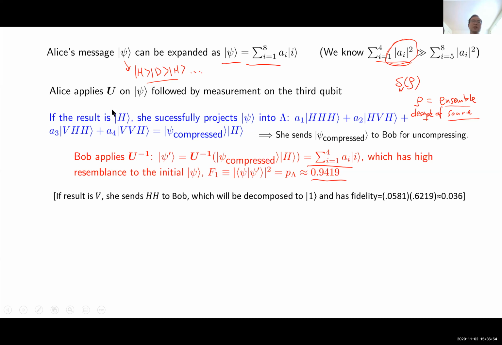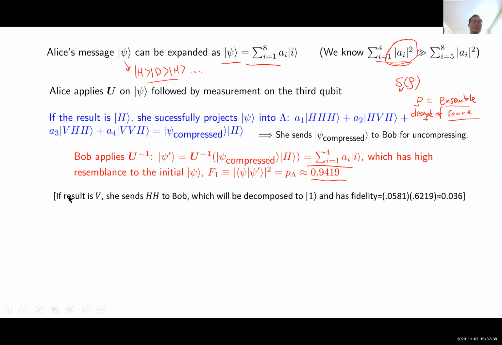So we say that Alice applies this U and measures the third qubit. If it's H, then she has successfully obtained the compressed state. She can send this to Bob. Bob decompresses by appending the H to the 2-qubit state and applying the inverse of U, and would obtain this. This has high fidelity with the beginning psi because this psi is in the typical subspace, so the first 4 coefficients should be larger than the last 4. And that's the fidelity, 0.94.